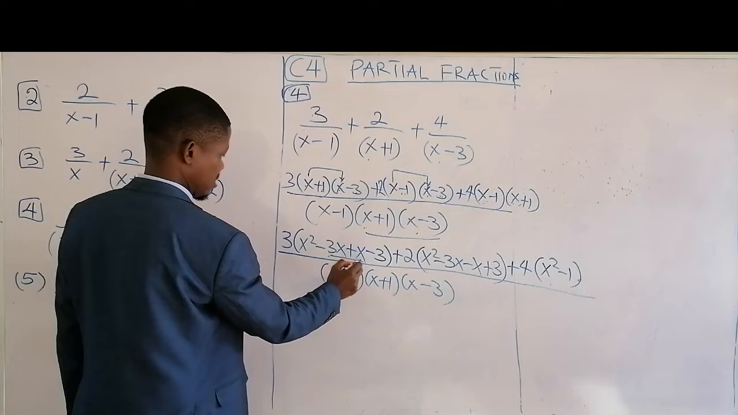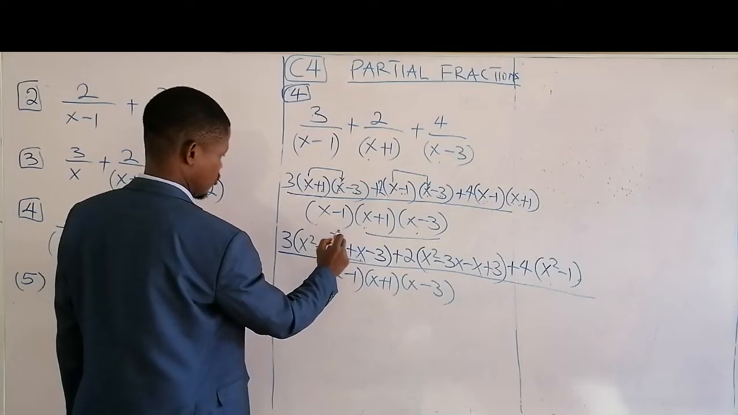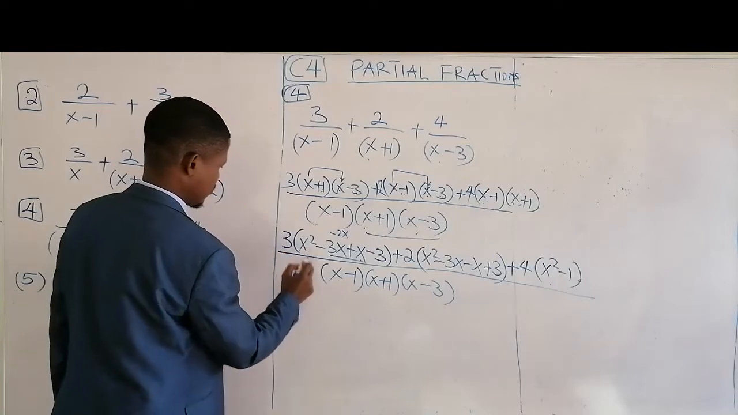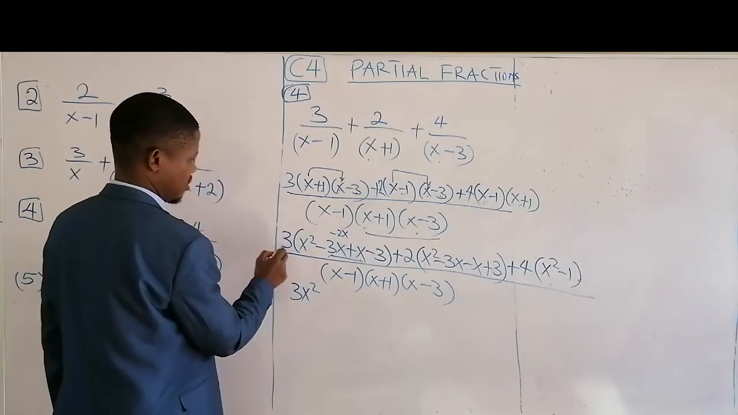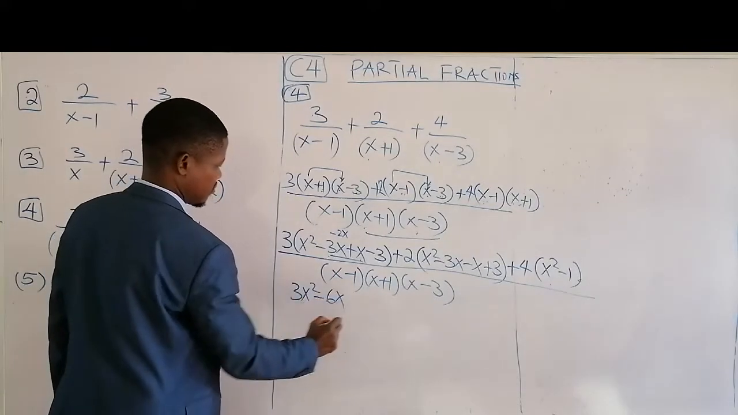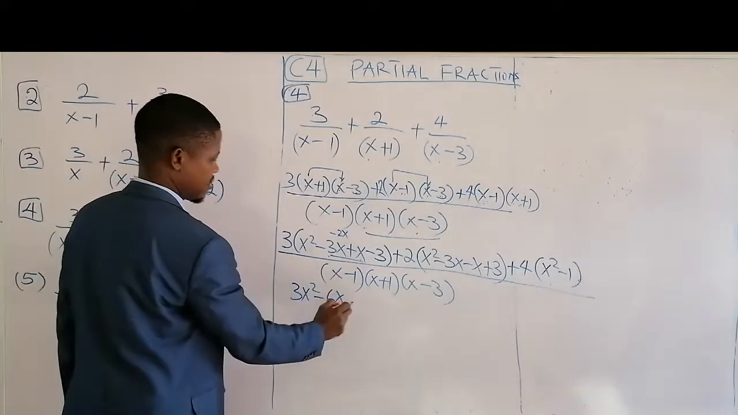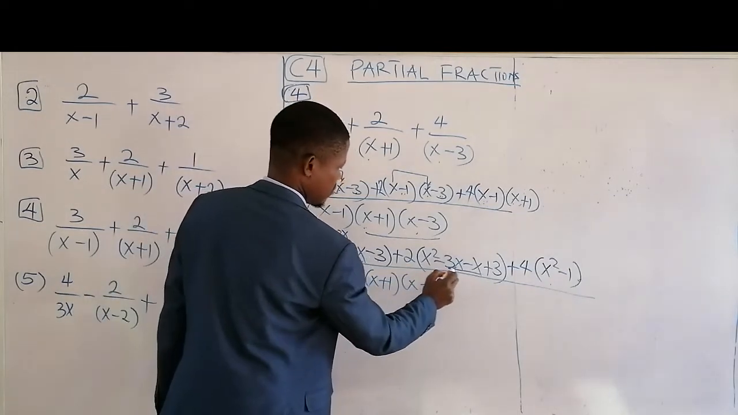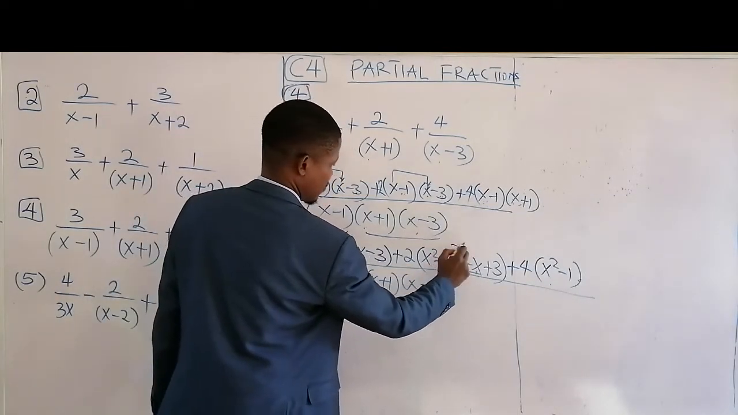Minus 3 plus this will give us what? We're going to have minus 2x here. So let's do the expansion. This one times this one, that's 3x squared. This one times this, 3 times minus 2x, that's minus 6x. 3 times minus 3, that's minus 9. Here also, these two expressions, minus 3x minus x will give us what?